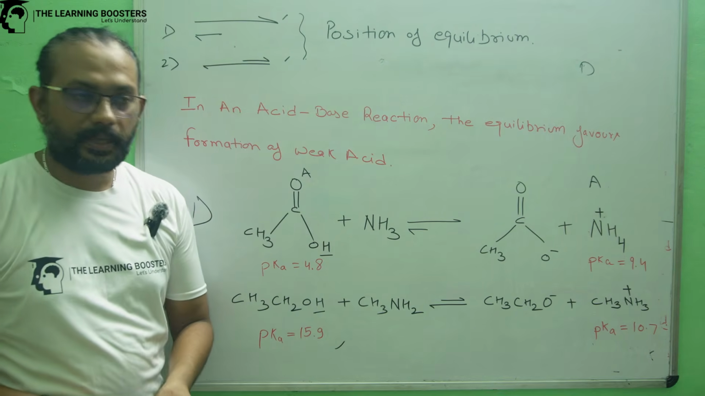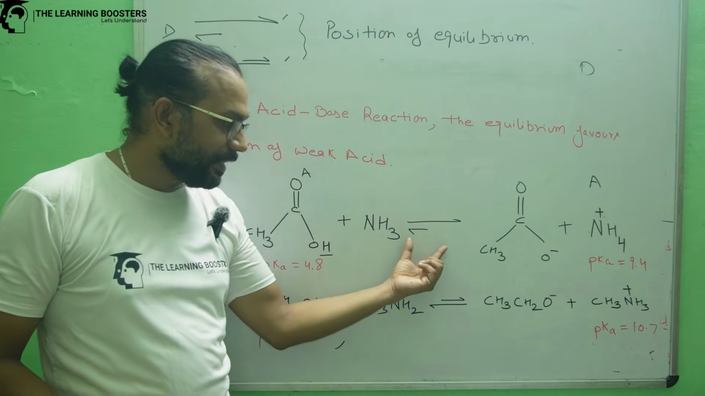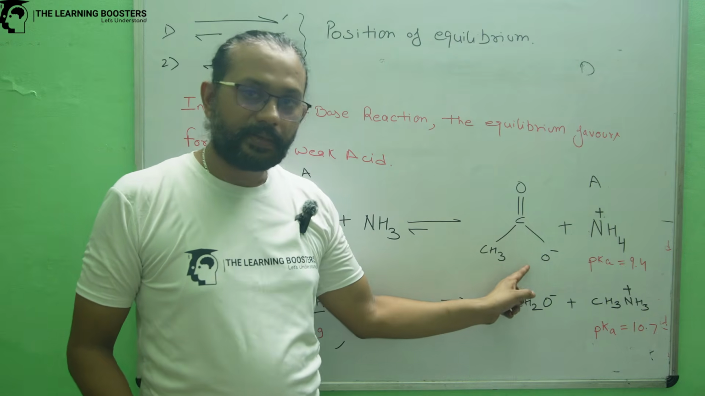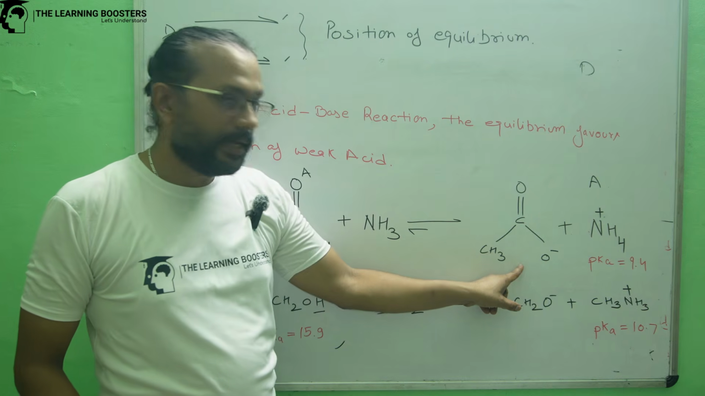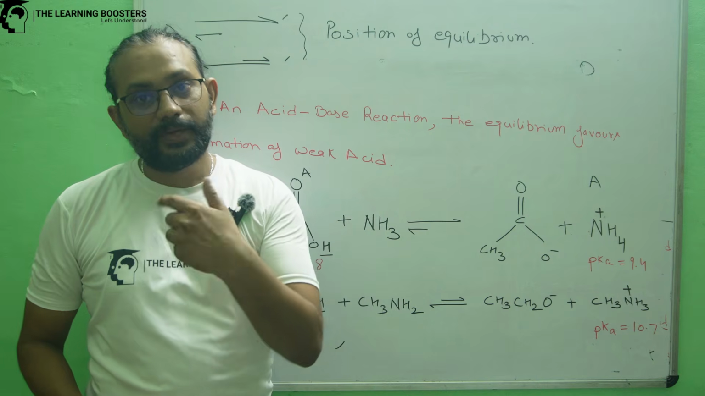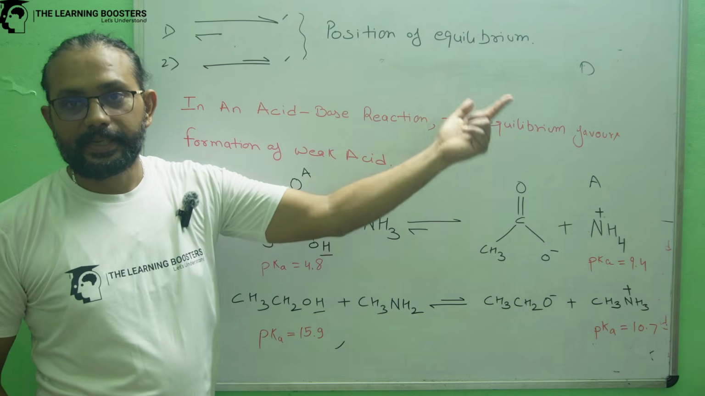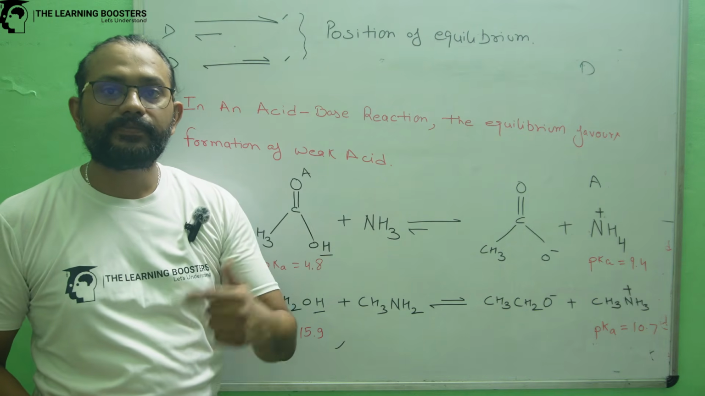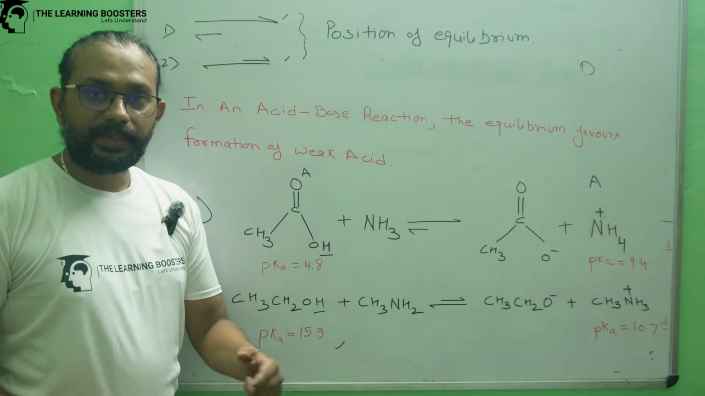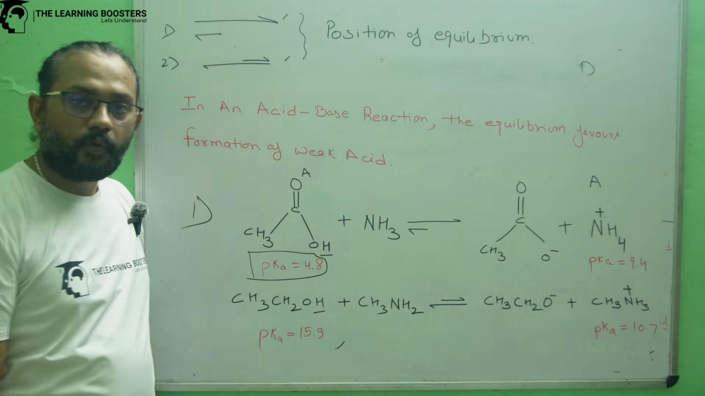Now let us take an example of acetic acid reacting with ammonia, and the reaction is more favorable in the forward direction, meaning toward the left side, to form an acetate ion and ammonium ion. As we said, the weaker the weak acid, the more favorable the reaction; the equilibrium lies toward the weak acid. Now, to compare weak acids, we must know the pKa value. The pKa value of this acetic acid is 4.8.